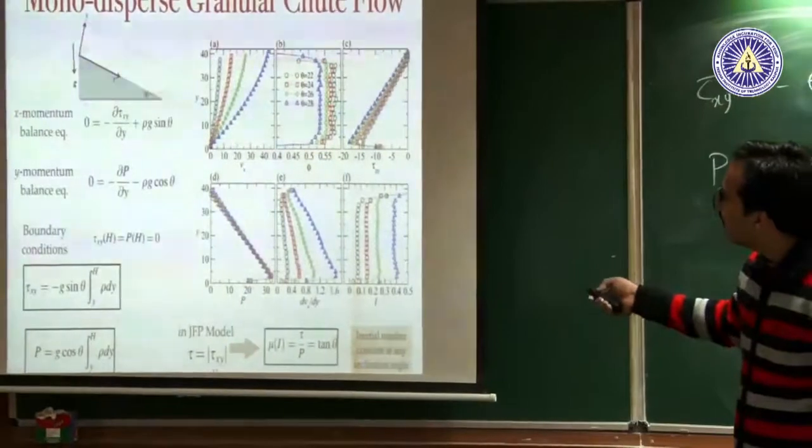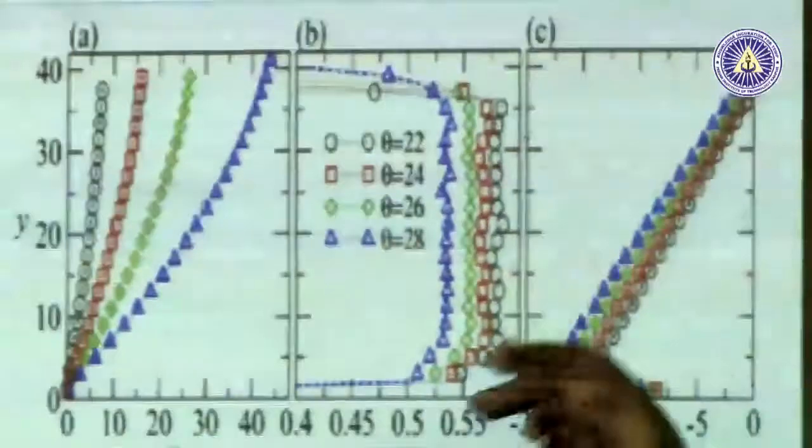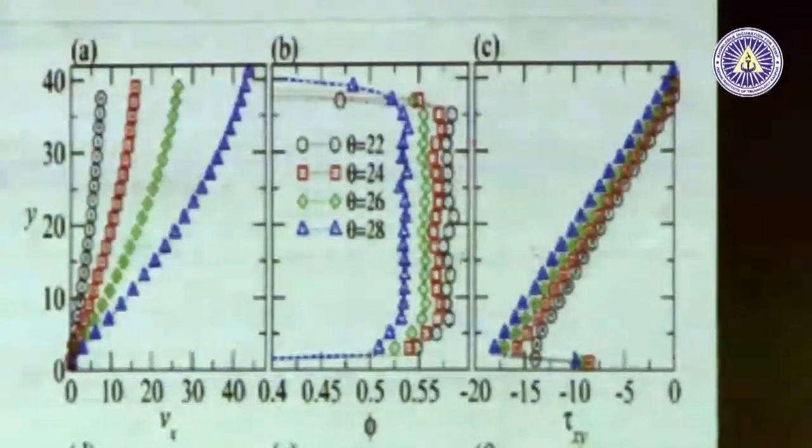And of course, when we are applying this, we have assumed that the bulk region is what is dominating all across. You do see evident differences near the free surface and the base. So there are limitations with this model.